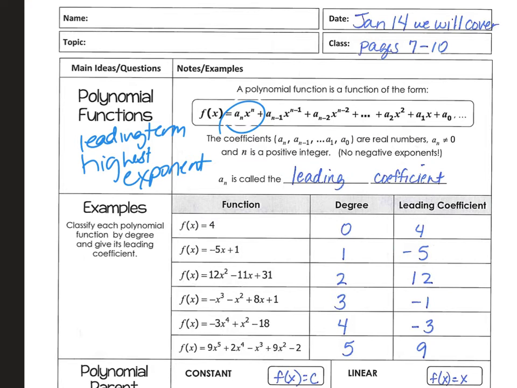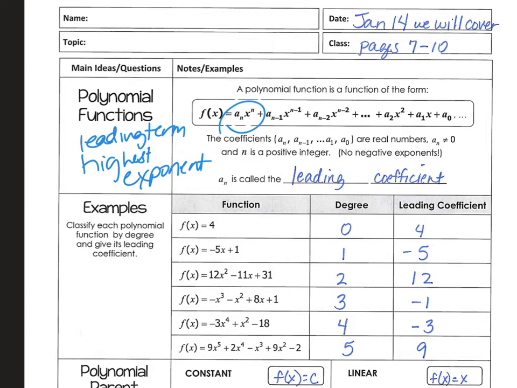Not all polynomials are given to you in standard form. Remember, standard form starts with the highest exponent and works its way down. So it is a good idea to put your polynomial in standard form before you start working with it, because this will allow you to actually see what the leading term is, what the degree is, and what the leading coefficient is. Okay, so here are some examples.